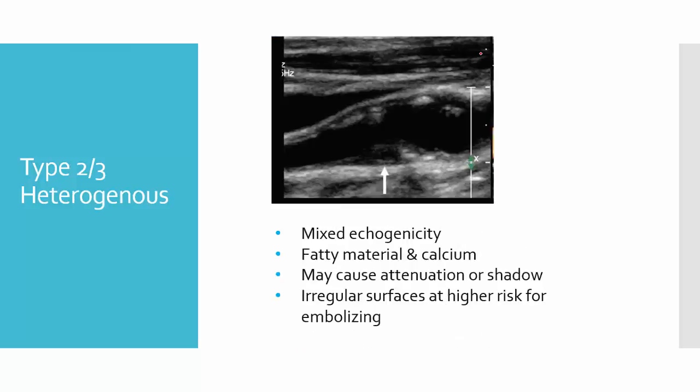A type 2 or 3 plaque is considered heterogeneous. It's a mixed echogenicity. I'm going to outline it here for you. It has a combination of fatty material and calcium. It may or may not cause attenuation or shadow, and again, irregular surfaces are at higher risk for embolizing. We would consider this a heterogeneous atheroma.